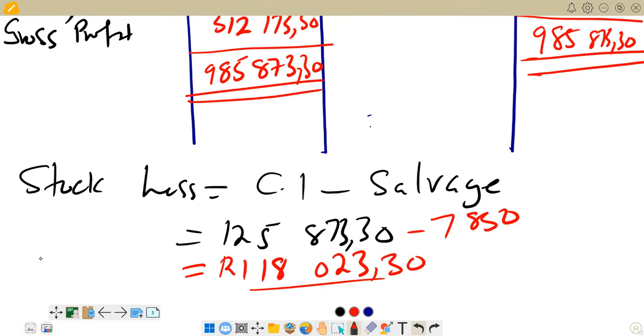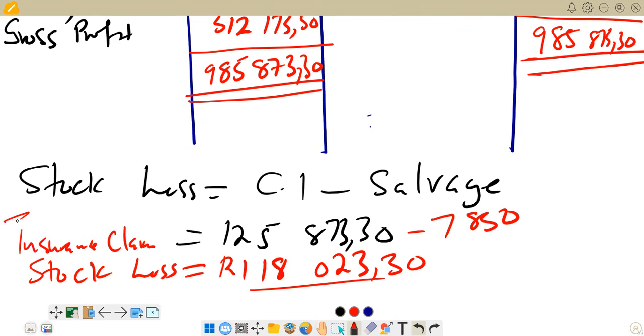So this is representing our stock loss, and this represents the insurance claim. So we are meaning the same thing here. So this is our insurance claim of stock loss, 118,023.30. So that's what we have, guys, in terms of the calculation of the insurance claim on a paper from June 2023.